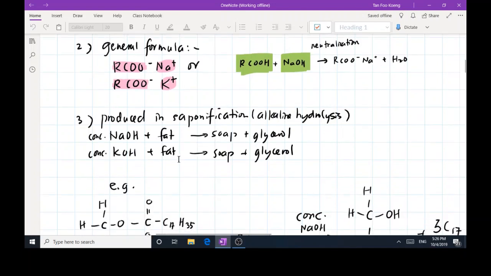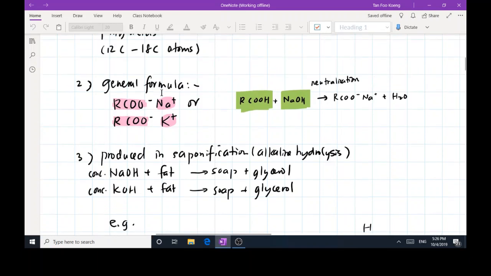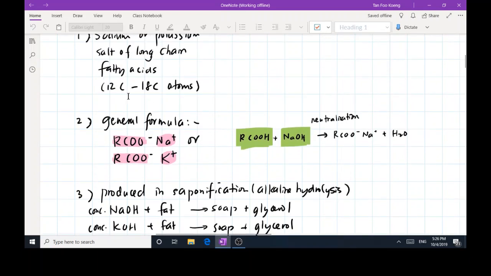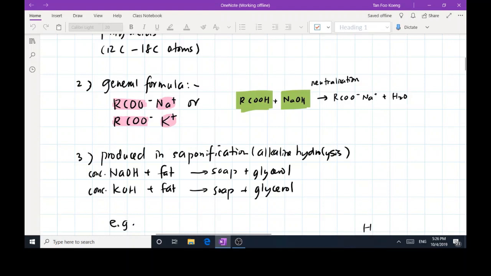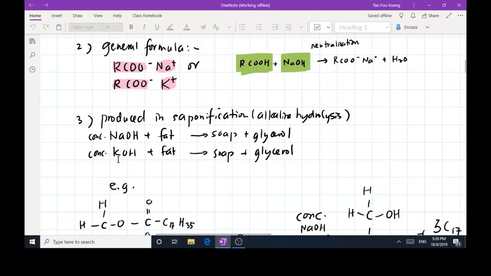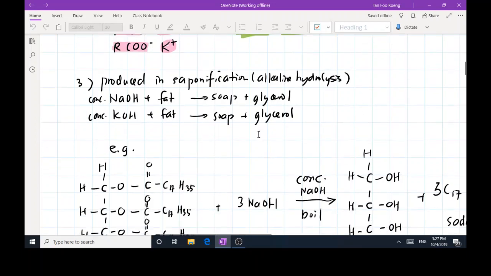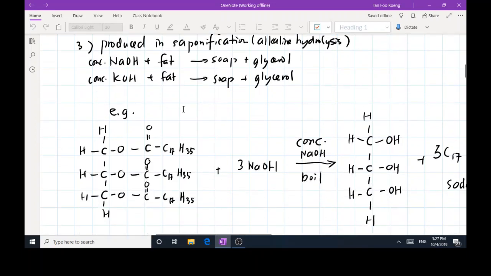Because oil provides the suitable fatty acids, with 12C to 18C, which are suitable to make soap molecules. In saponification, the alkali that we use is concentrated NaOH or concentrated KOH. When the sodium hydroxide or the potassium hydroxide reacts with fat, we have the soap molecules and the glycerol. Now, let me show you the process of saponification.